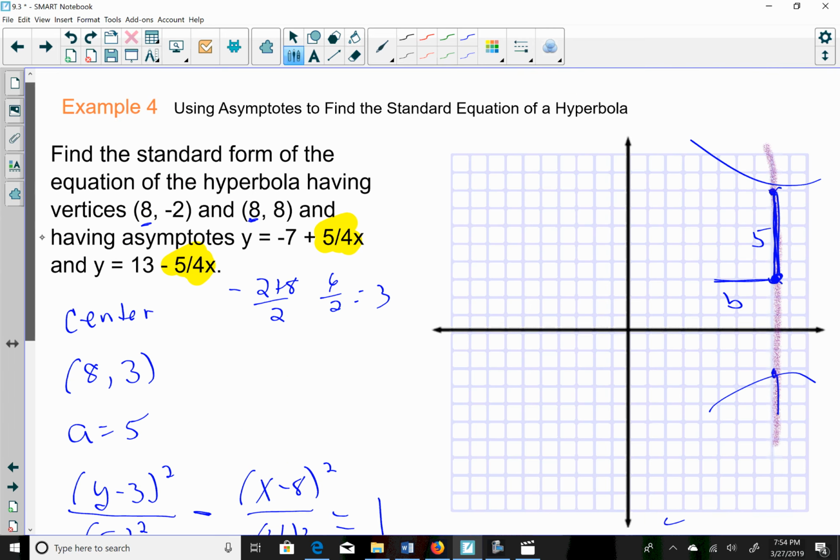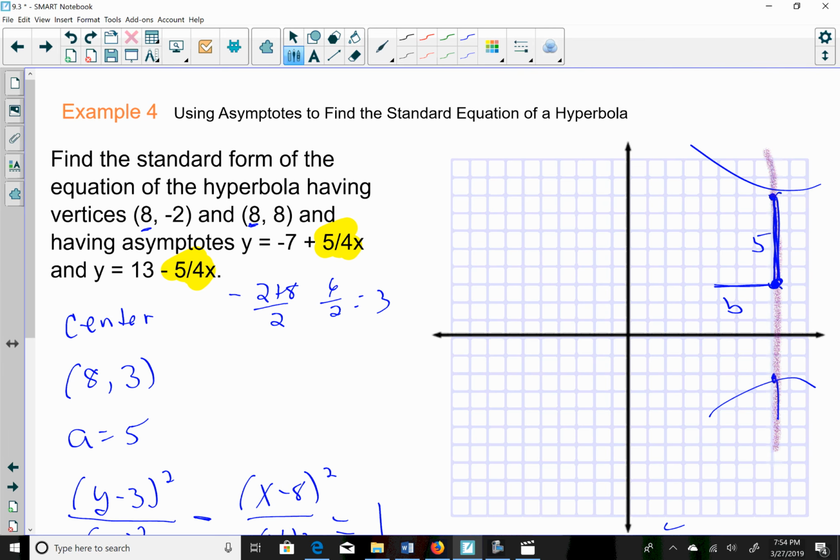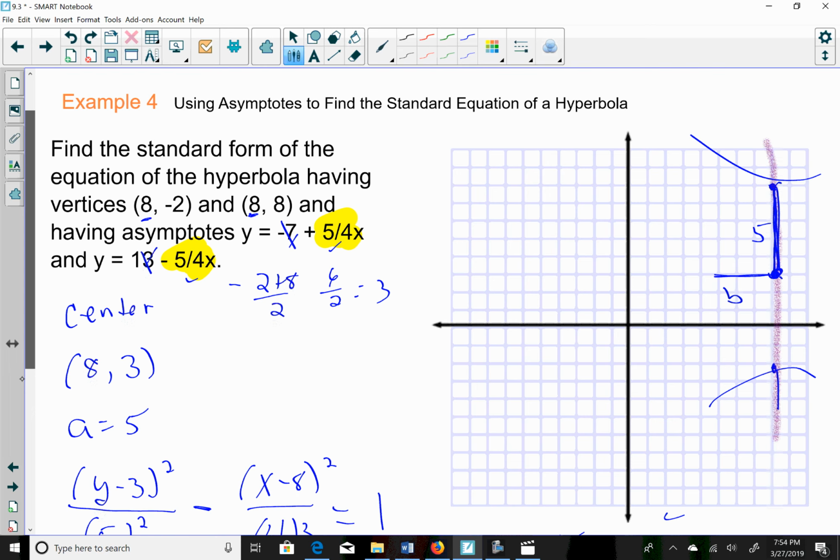Just highlighting that the only thing that's really important for finding your a and your b when you have the asymptotes is the slope. These other two numbers really don't matter. I mean, they matter to draw the equations, but I don't need them to find the a or the b.